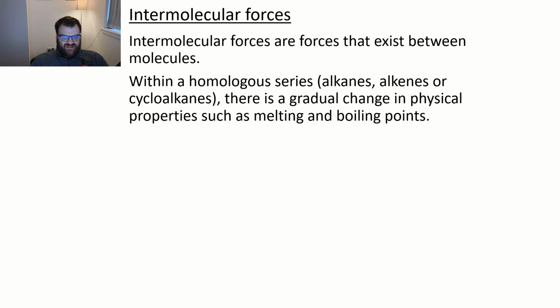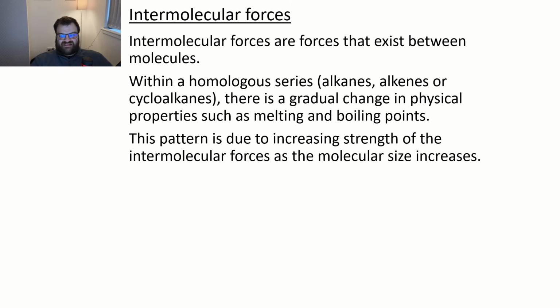The typical question that you'll get asked is to explain why something has the higher melting point or boiling point. As the size of the molecule increases, there are stronger intermolecular forces. So something like pentane will have stronger intermolecular forces than something like methane, 5 carbons versus 1 carbon, or something like that. So higher melting point and boiling point indicates stronger intermolecular forces in your alkanes, alkenes, or cycloalkanes.